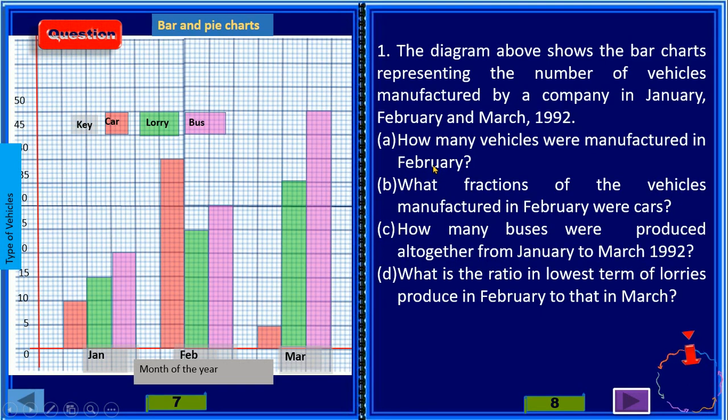The diagram above shows the bar charts representing the number of vehicles manufactured by a company in January, February, and March 1992. A. How many vehicles were manufactured in February? B. What fraction of the vehicles manufactured in February were cars? C. How many buses were produced altogether from January to March 1992? D. What is the ratio in the lowest term of lorries produced in February to that in March?